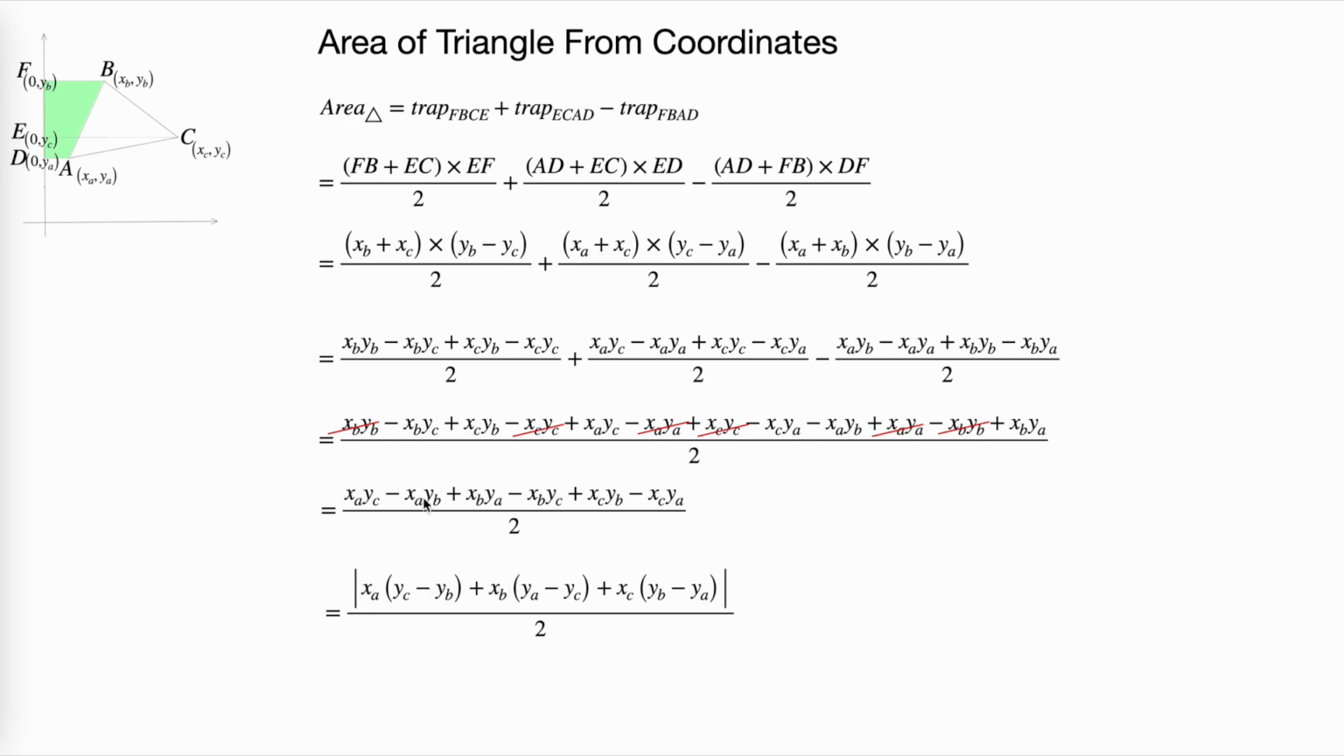I'm factoring out the xa from here, and I'm left with yc take away yb. Here I'm factoring out the xb, and I'm left with ya take away yc. Here I factor out the xc, and I'm left with yb take away ya.